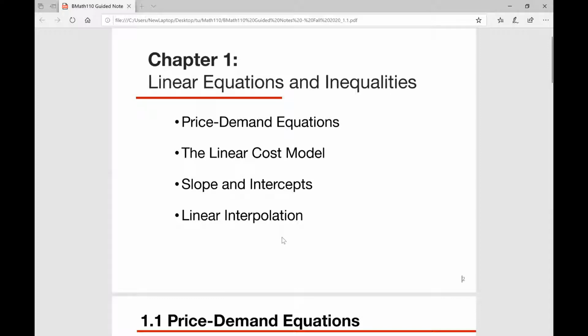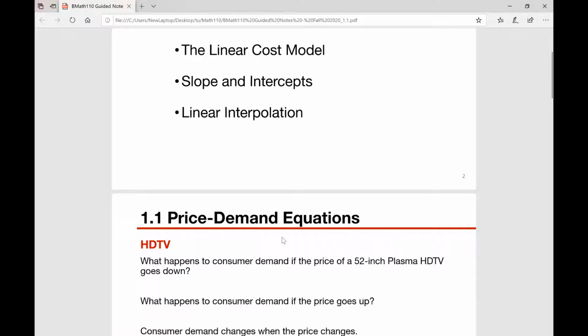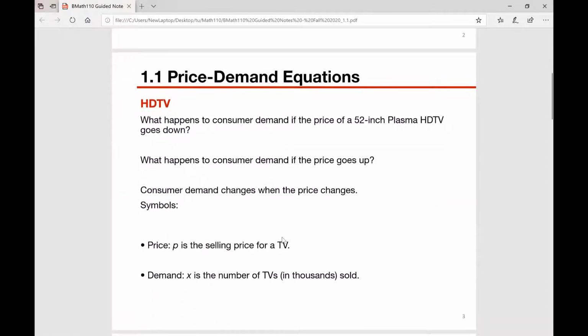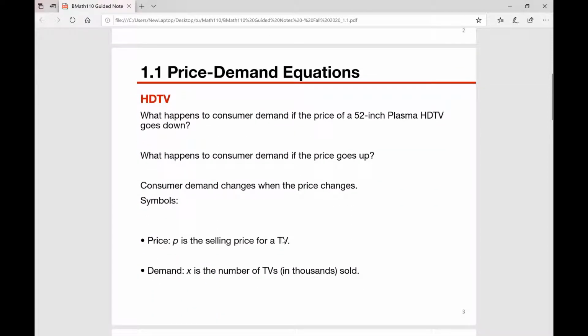So we're gonna start to work on chapter 1, linear equations and inequalities. In this chapter, we will cover the price demand equation, the linear cost model, the slope and intercepts, and linear interpolation. Okay, let's get into section 1.1, price demand equation.